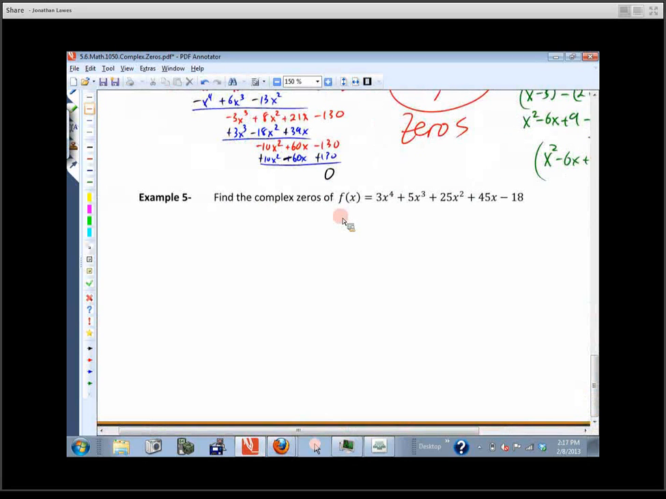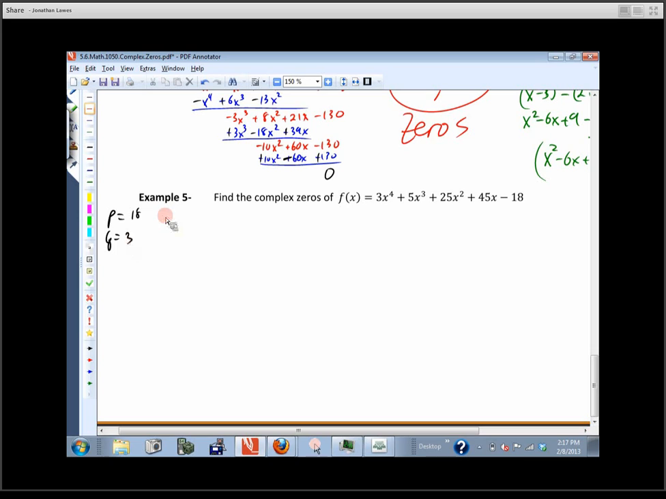This one says, find the complex zeros. Now that's the same as saying, find all the zeros. I don't care what kind they are. Real, imaginary, whatever. Find all of them. How many are we looking for? We've got to find 4 of them. Let's do P and Q. Now, we're going to go a little bit over, but I'll make it up to you next week.